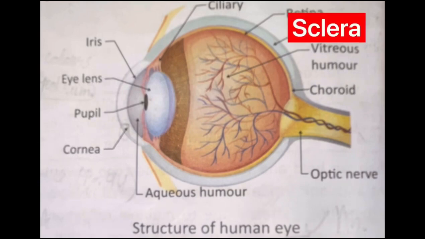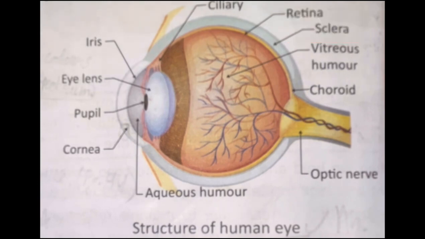First, sclera. This is the outermost layer of human eye. It is thick, opaque and white in color. It gives shape to the eye and protects the eye from mechanical injuries. Next is cornea. The transparent front part of the sclera is called cornea. It is bulged outward. The light from the object enters the eye through cornea.